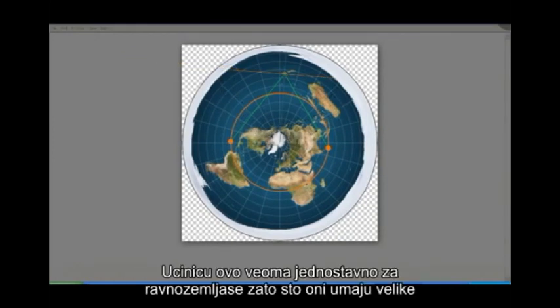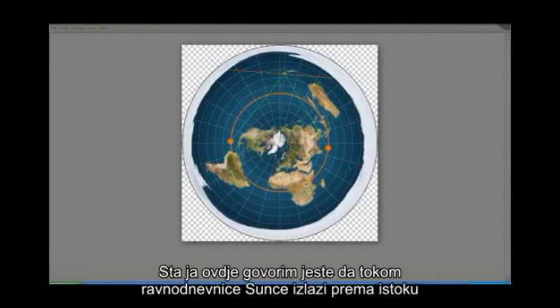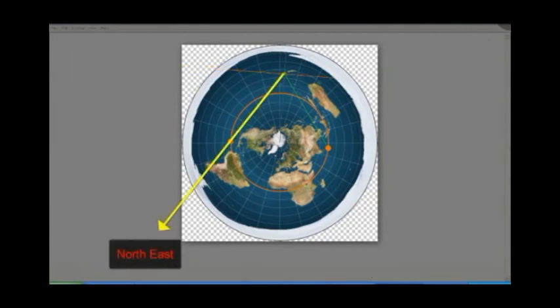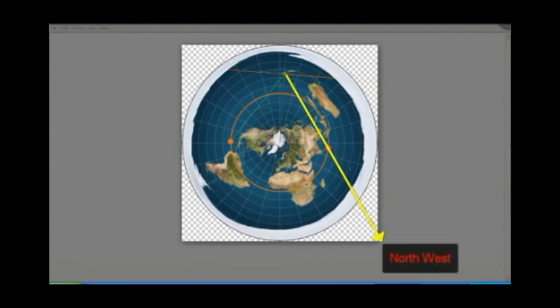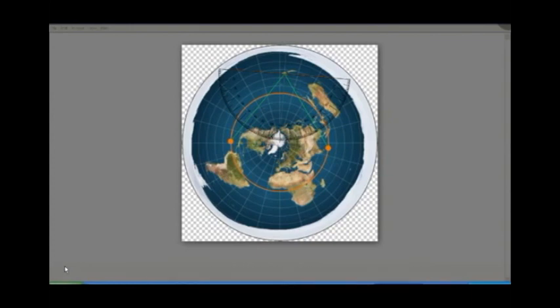Now I'll just make this really simple for the flat earthers because they tend to have a lot of trouble following simple details. What I'm saying here is that at the equinox, the sun rises due east, so I should be looking in this direction, not looking in this direction. And when the sun sets at equinox, I should be looking due west, not in this direction. When we look at the flat Earth map, we see that there is a 55-degree difference between what we should see and what we actually see.